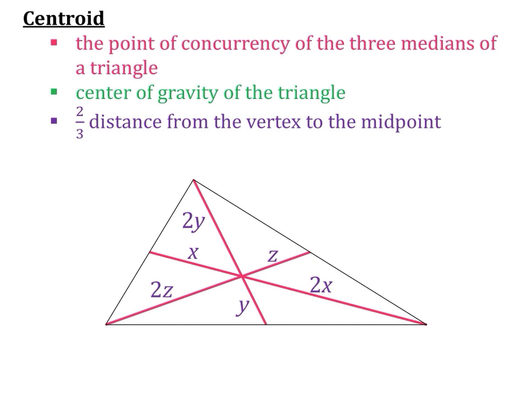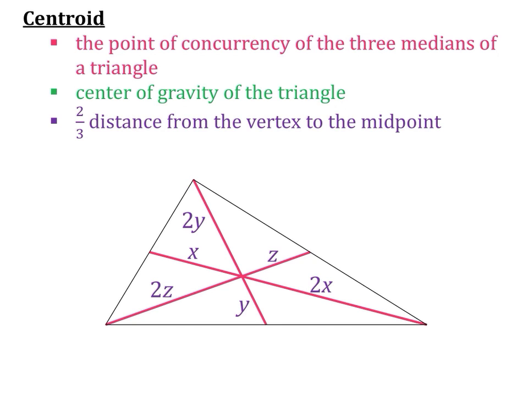Now let's talk about the centroid, another vocabulary word. It is the point of concurrency of the three medians of a triangle. Again, our medians go from the vertex to the midpoint, vertex to the midpoint, vertex to the midpoint. So our three medians all intersect at a common point called the centroid. Additional properties that the centroid has is that it's the center of gravity of the triangle. Also, it is 2/3 the distance from the vertex to the midpoint.